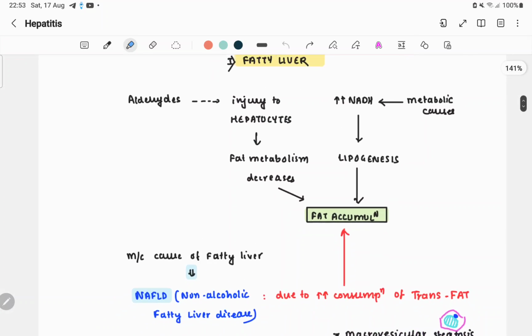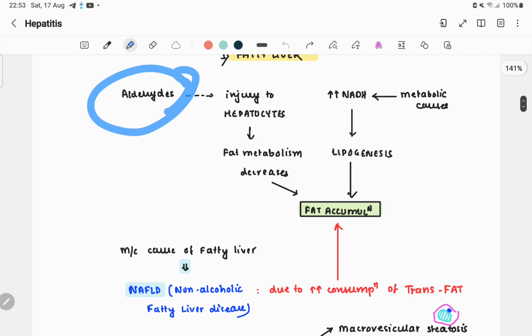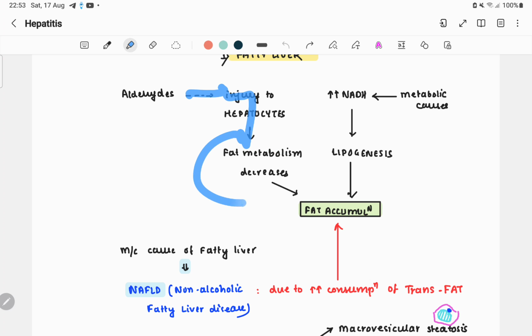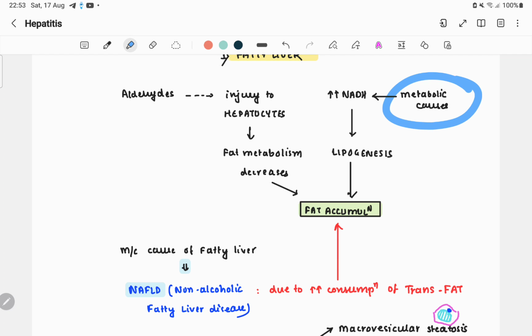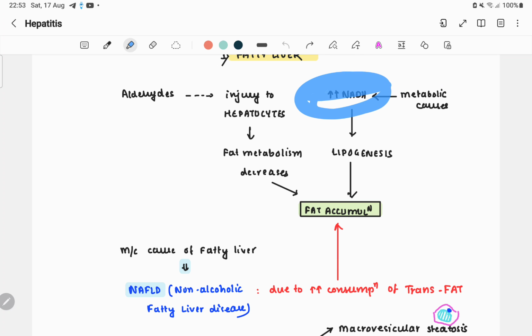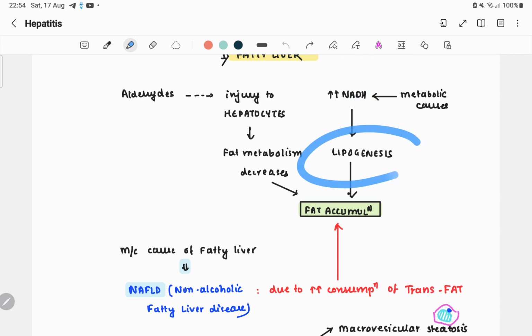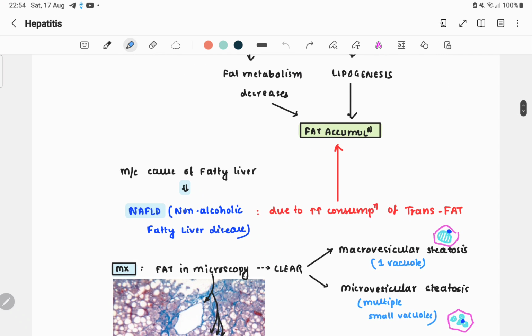So three causes we saw: aldehydes, which are generally hepatotoxic and cause injury, and this injury causes fat metabolism depletion, and metabolic causes which increase the NADH. This NADH causes lipogenesis and the accumulation of fats. And this NAFLD, non-alcoholic fatty liver disease, is basically due to increased consumption of trans fat, which is causing the fatty accumulation.